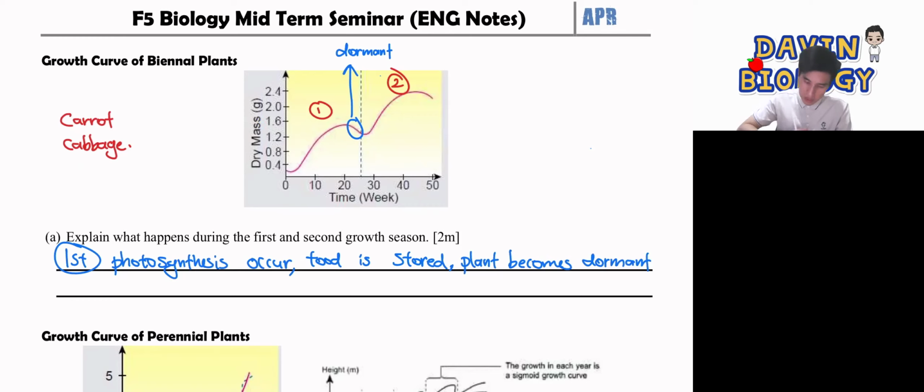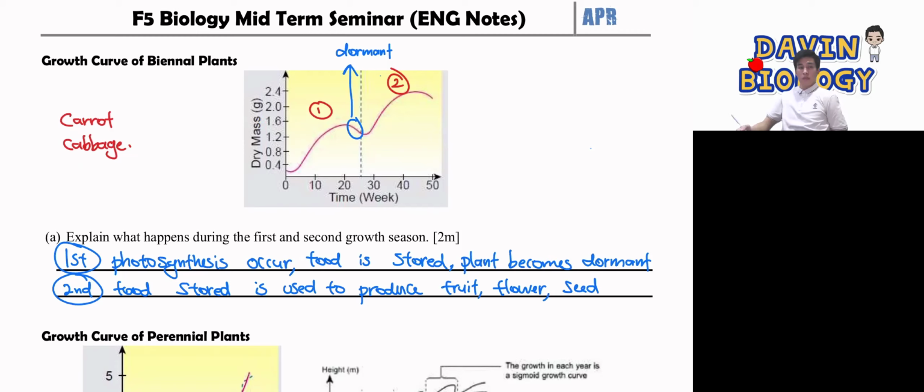Towards the end. Then during the second growth season, second year, they know they're going to die in the end. So second year, they will focus on reproducing. So they'll focus on forming flowers, fruit, and seed. It's three, mainly before they die. Okay, so what we can say is food stored is used to produce, depending on the plant, either fruit, some of its flowers, and of course, seeds. So that is mainly what they will ask.